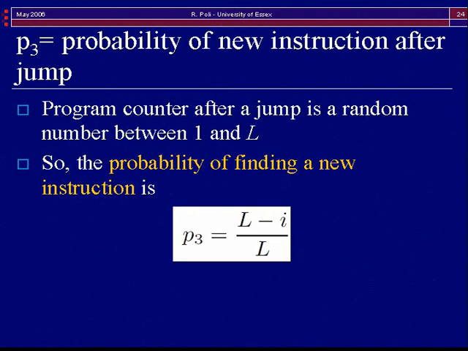Okay, so the next probability that we want to compute is the probability of finding a new instruction after a jump. This is very important because if we find a new instruction, then we can continue the execution, we don't get to the sink. So we know that the program counter after a jump is going to be a random number, so it's going to be between 1 and L. But obviously in state I, we will have executed already I instructions, and so the number of available slots, if you're jumping at a random instruction and you want to find a new one, is only L minus I. For that reason, the probability of finding a new instruction after a jump is L minus I over L, where again L is the length of the program.